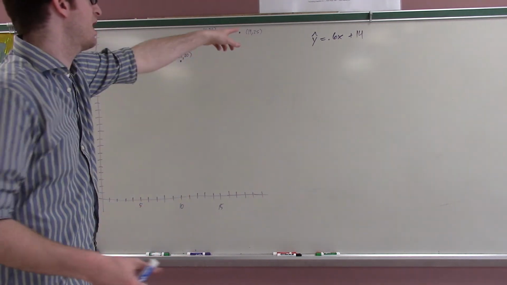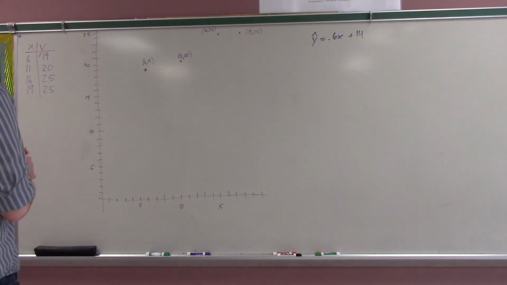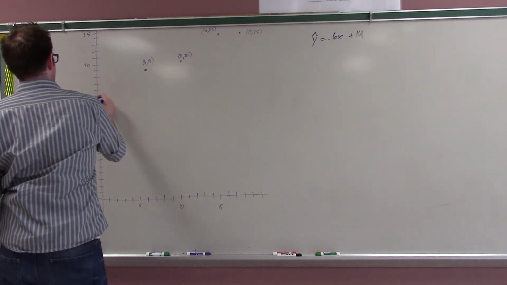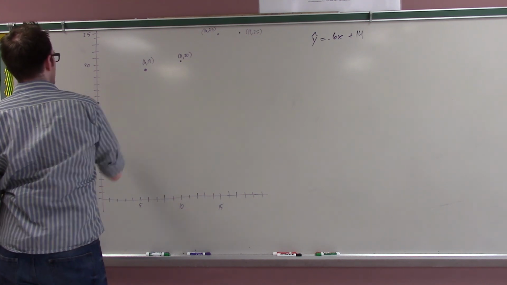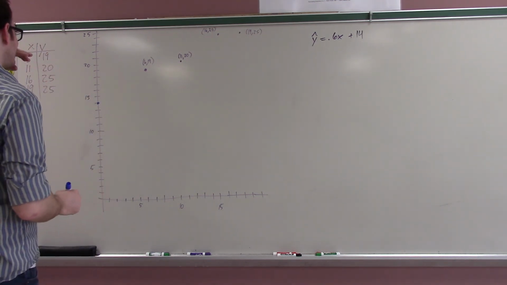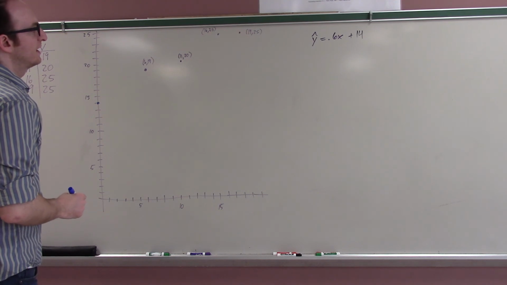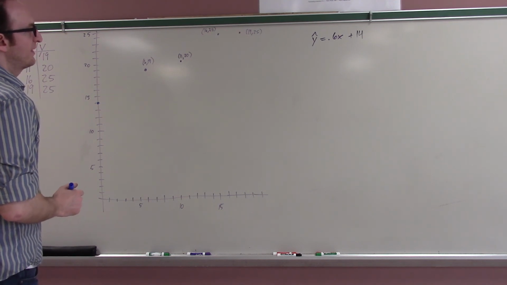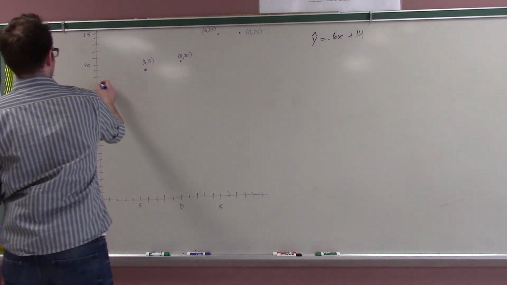Okay, so please draw the line y = 0.6x + 14. I will try to draw it here. Let's see, how do I do this? 3/5, so up 3 over 5.